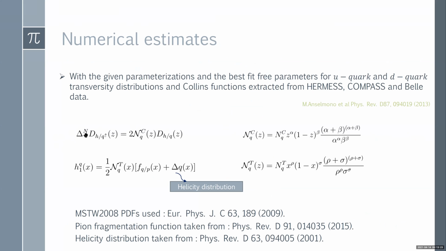This is the Collins fragmentation function, which is parameterized in terms of the unpolarized fragmentation functions, and this N_q is given in this expression over here, with alpha, beta, and N_q as the free parameters. Similarly, for the transversity distribution, we have this expression over here, where this is the unpolarized PDFs, and this is the helicity distribution, again given in this expression, where N_q, rho, and sigma are the free parameters.